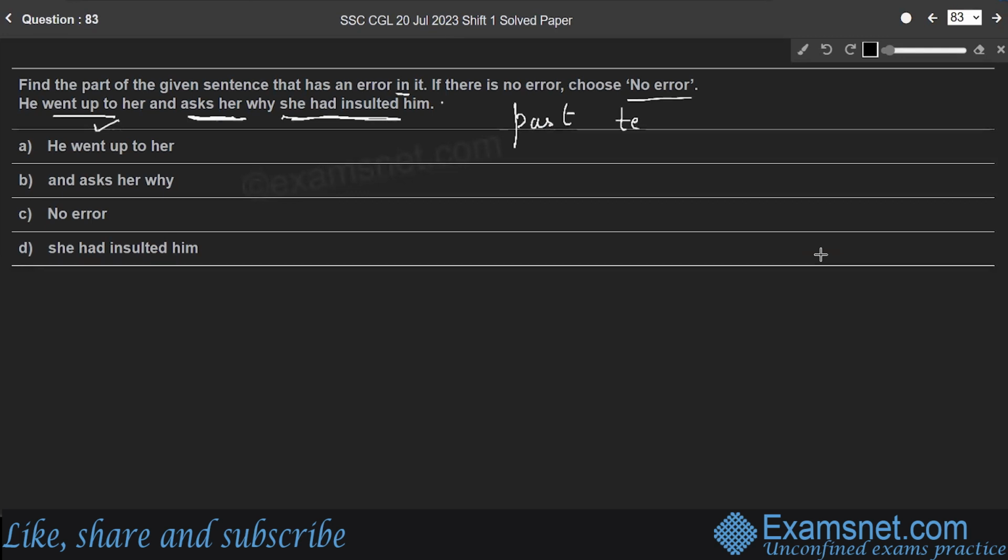Therefore, instead of ask her, the proper word is asked her. He went up to her and asked her why she had insulted him. Therefore, the part which has the error in it is and ask her why. Option B has an error. So instead of that, and asked her why she had insulted him. Therefore, option B is the answer.